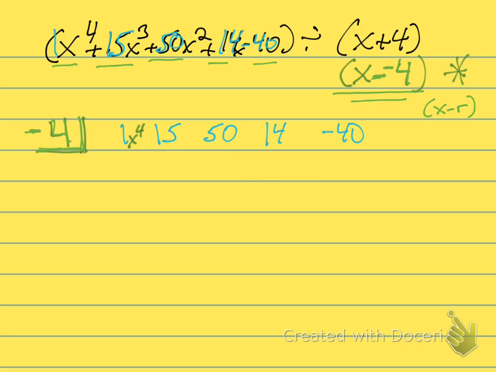Our polynomial coefficients are going to go in decreasing order. So x to the fourth has a coefficient of 1. X to the third has a coefficient of 15. X squared has a coefficient of 50. X to the first power has the coefficient of 14. And then the constant is -40.